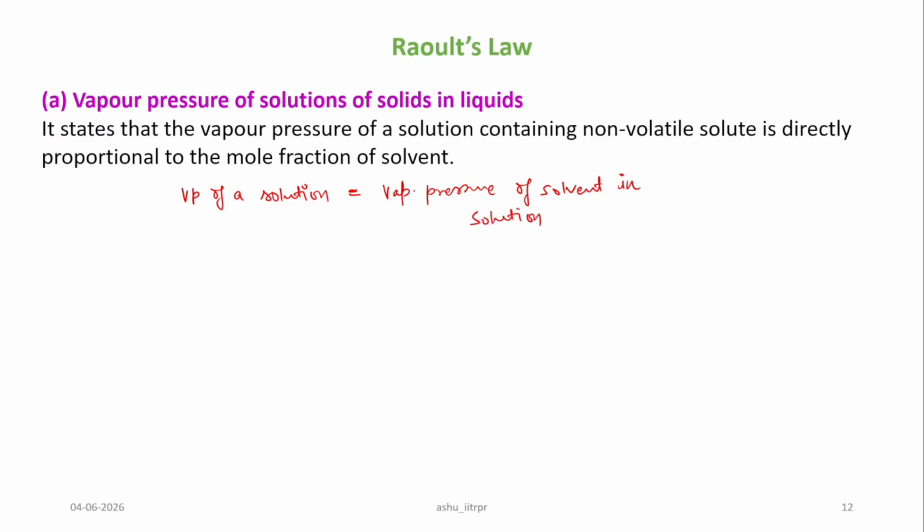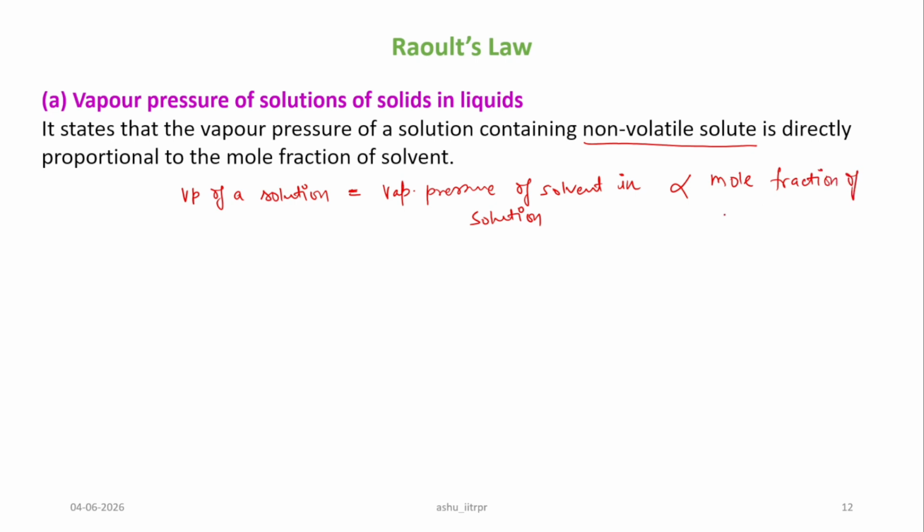There should be no confusion. Why? Because the vapor pressure of the solution is equal to the vapor pressure of the solvent in solution. Why? Because the solute is non-volatile. It is not going to evaporate, so there are no vapors from the solute, and hence no vapor pressure. So it is proportional to what? The mole fraction of the solvent.